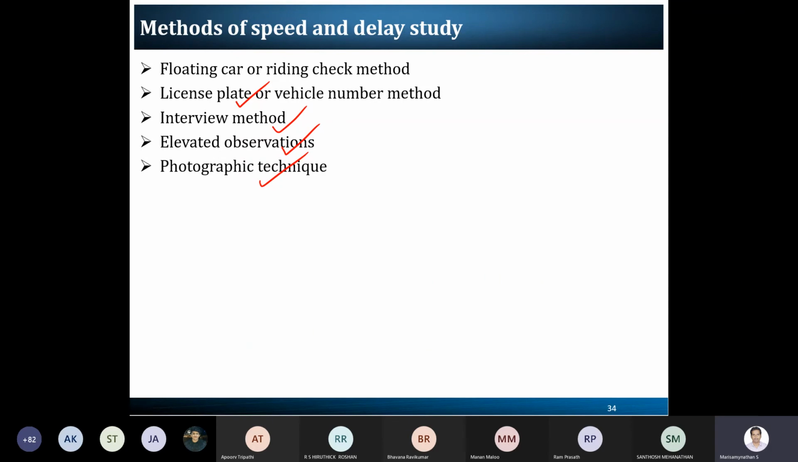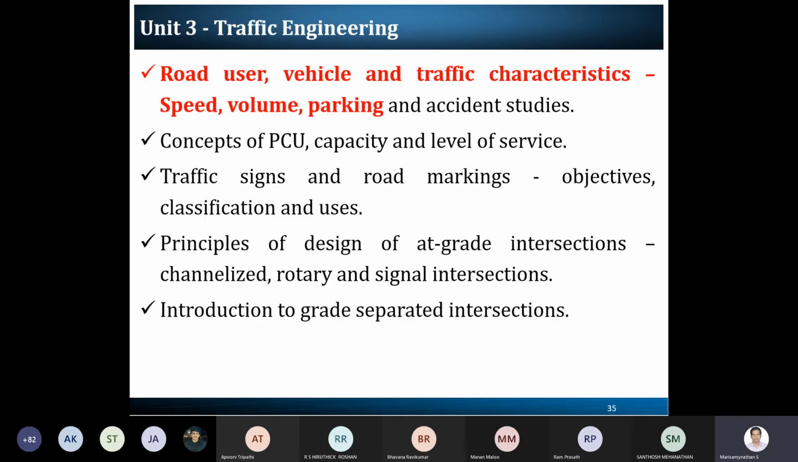So this is an overview about speed; there is much more detail. In case you are interested in this traffic-oriented topic, the best suit is the next semester's traffic engineering and safety course, where you are going to study each method with respect to the concept as well as the problems. So here we can conclude today's session.